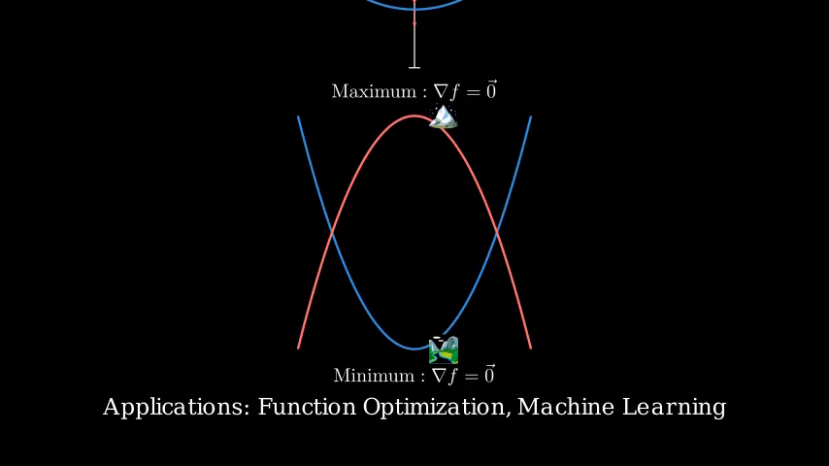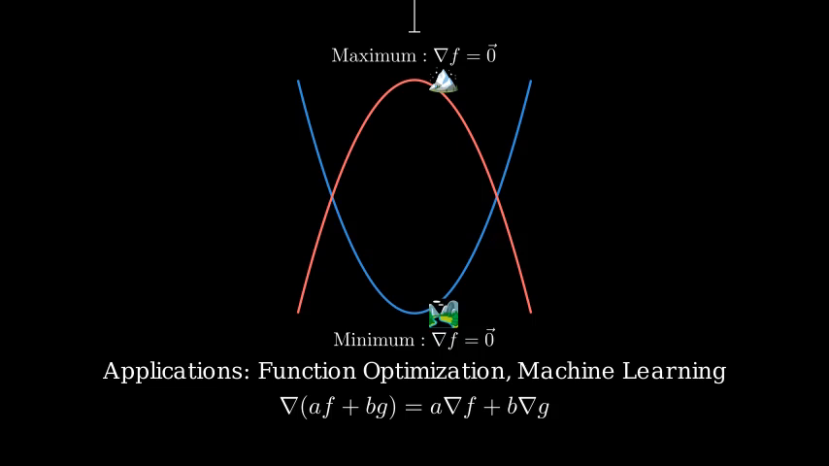Property 5. The gradient operator is linear. This means that for scalar functions f and g and constants a and b, the gradient of a times f plus b times g equals a times the gradient of f plus b times the gradient of g. This property follows directly from the linearity of derivatives and makes calculations with gradients much easier.